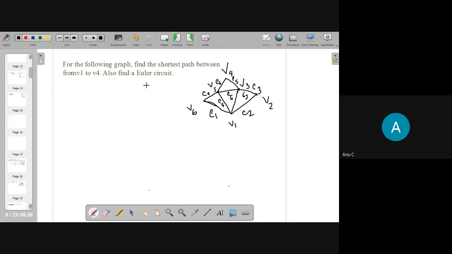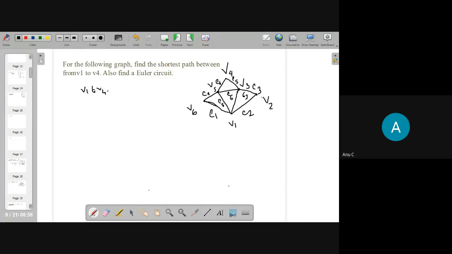Then how do we find the shortest path between vertices V1 and V4? First, find the possible paths from V1 to V4. Then find the length of each path. You know that the length of a path is the number of edges in that path, right? Then the path with the shortest length is the shortest path between V1 and V4.